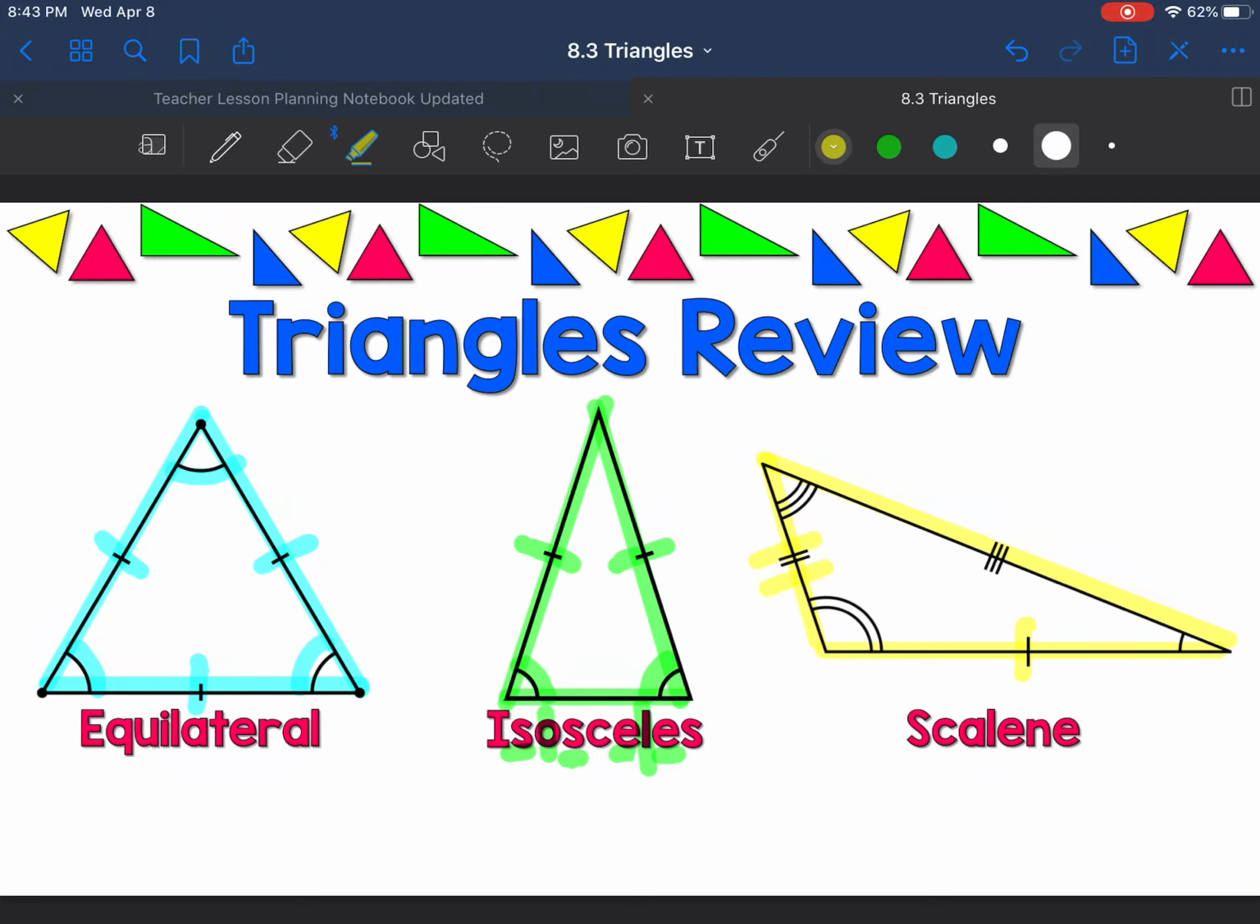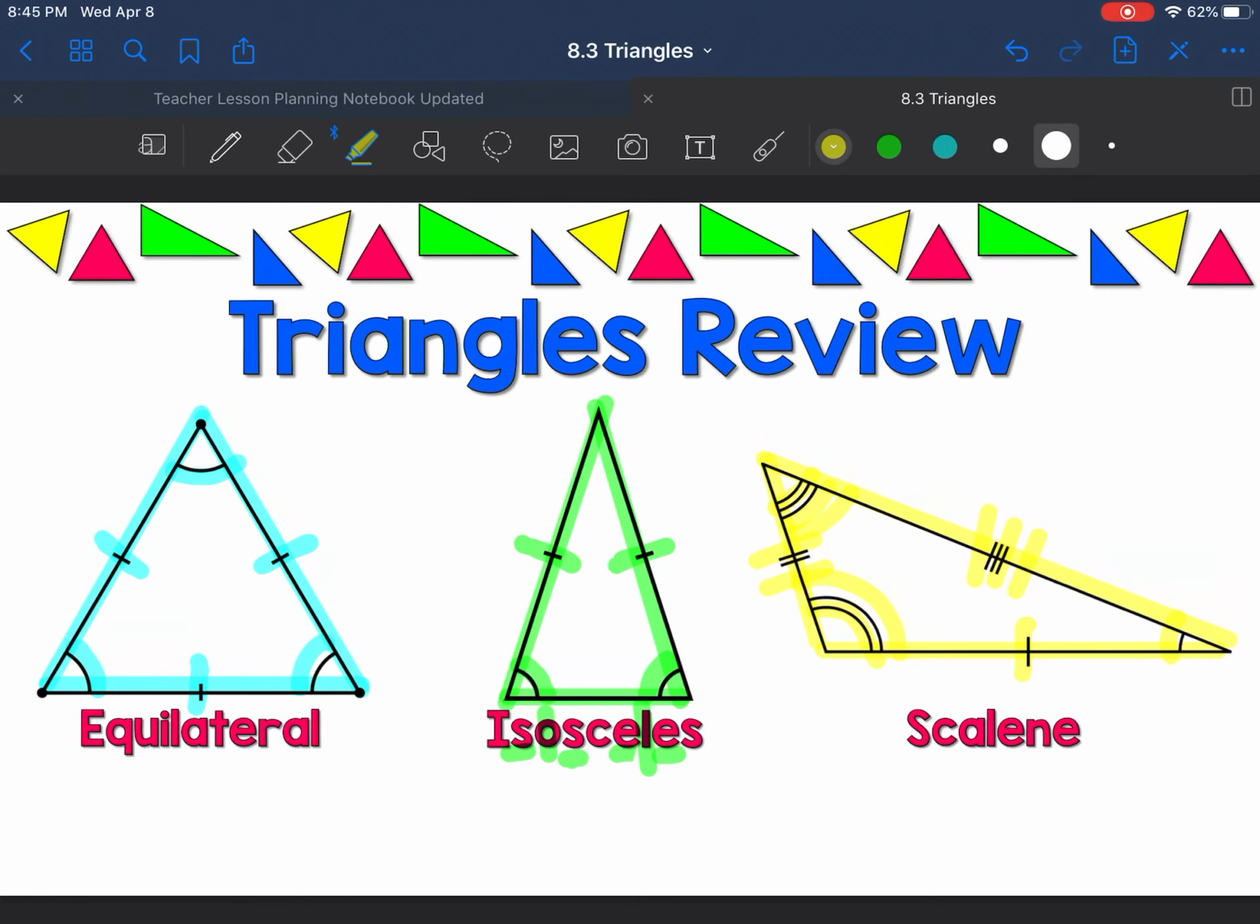Scalene is unique because it has three completely different sides. None of the sides have the same measurement. And just like the sides, none of the inside angles have any of the same measurements. They're all different, just like how all the sides are different. So just a quick little review, hopefully, that kind of reminded you a little bit more about triangles.